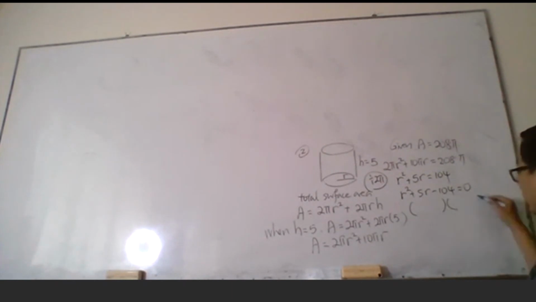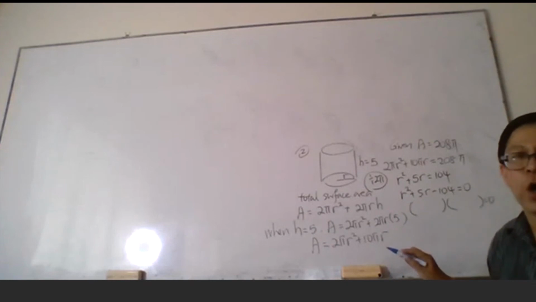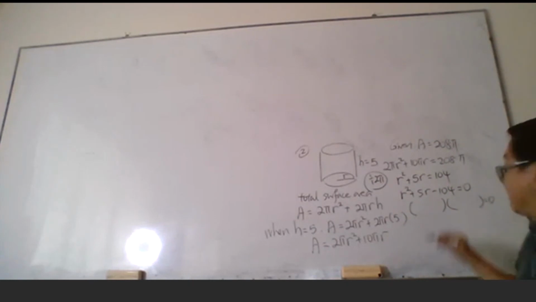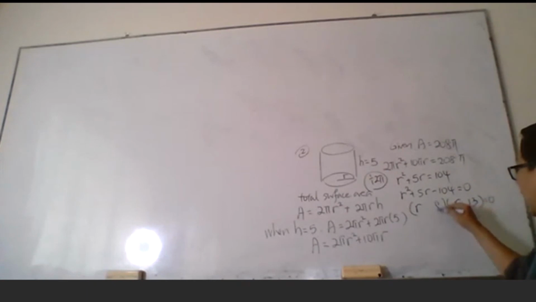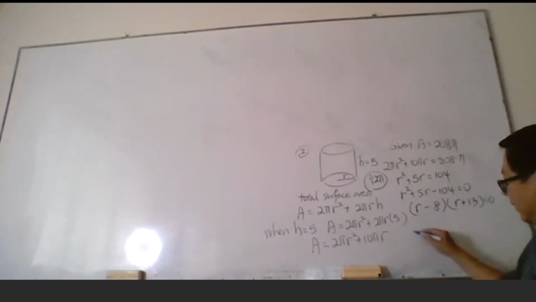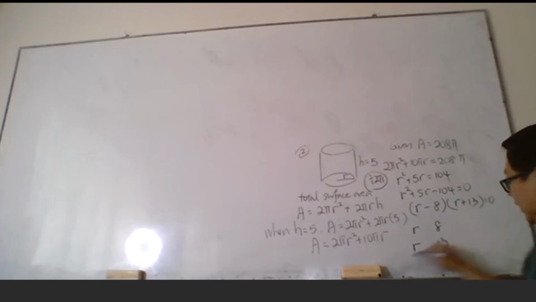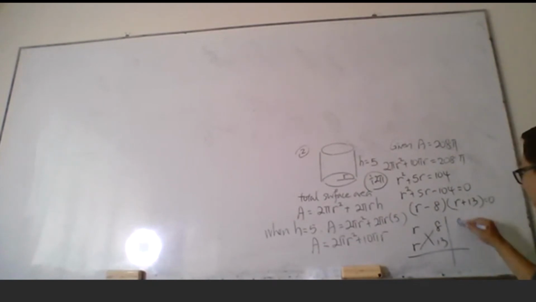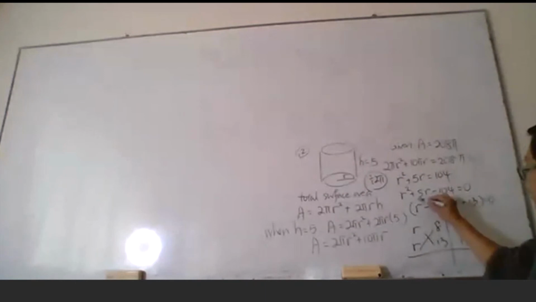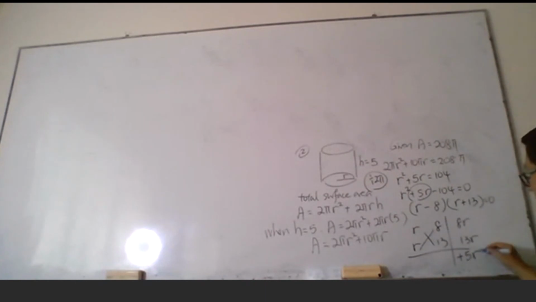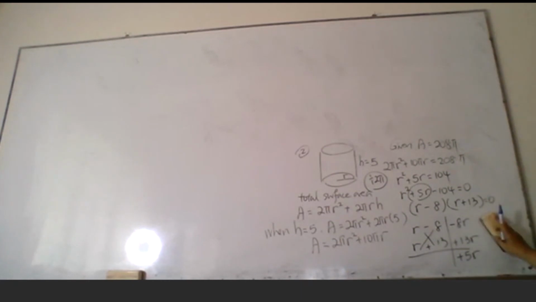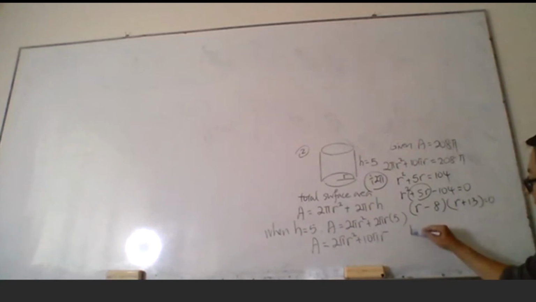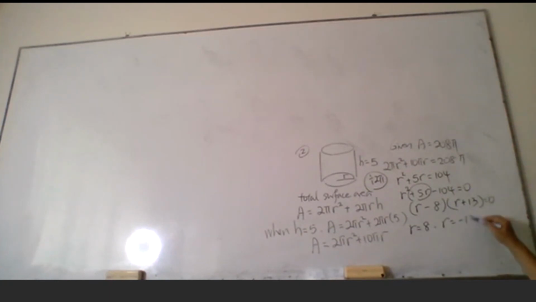Either you can straight away factorize, or you can use what is called the cross method. This is 104, so plus minus. Some of them put r, so 8, 13. To get 8r and 13r, the final answer is positive 5r, right? It's a plus minus, so the plus will come to this minus. So you get r minus 8, r plus 13. Then I come to r equal to 8 and r equal to negative 13.